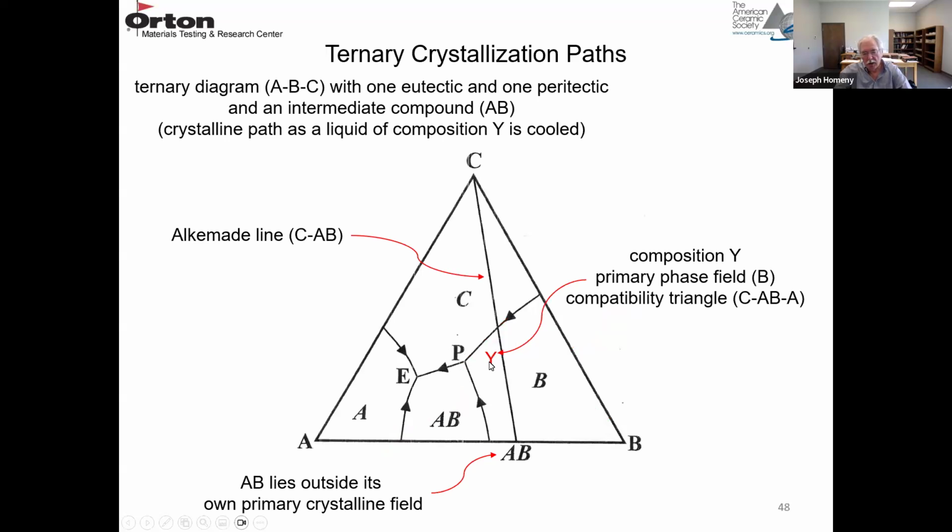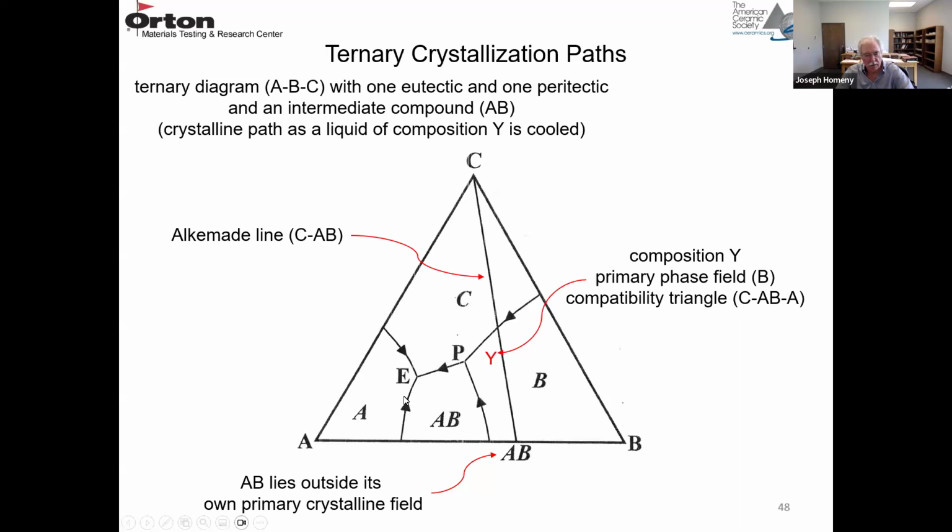So this is the same diagram, but I moved the initial composition to Y. So Y is still in the primary phase field of B, but now it's in a different compatibility triangle, C, A, AB. This triangle instead of this one, which we just looked at, B, C, AB. CAB is our alkemade line. And again, AB is outside of its crystallization field. So we're in this compatibility triangle C, A, AB. So we have to end up at this point E.